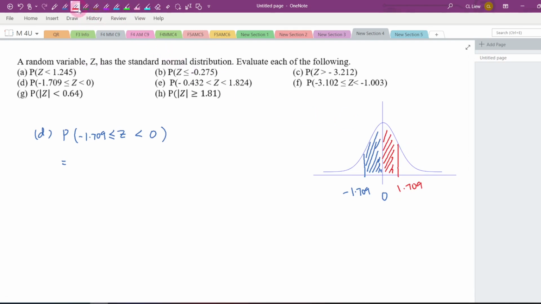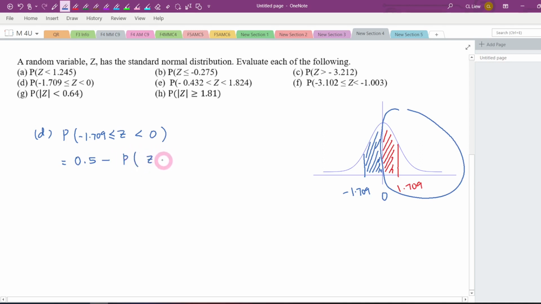Okay, so next, this whole part is actually equal to 0.5, right? But I only want here, I don't want here. So it means that 0.5 minus the probability for the Z value greater than 1.709. Okay, so now we can get the answer from the table.